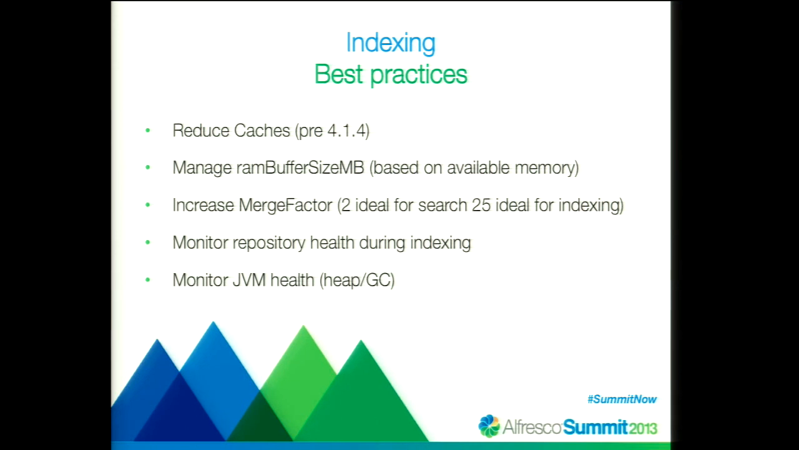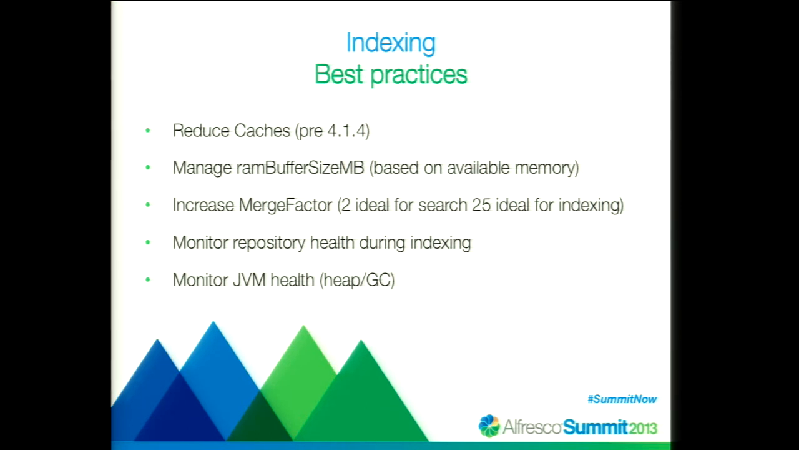So the best practices: always care about having local indexes, so don't use shared folders or stuff like this to put your indexes on. Use fast hardware. You can use RAID, SSD, whatever, but don't use shared folders or NFS shares or stuff like this for your indexes. Reduce the caches if you are using a version pre-4.1.4, because the default cache configuration there will most probably lead you to an out of memory when you have a big load on the server.